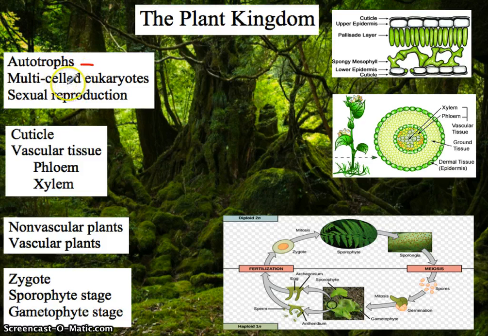There are unicellular plants, stuff you can't really see. They are eukaryotes, which means they have a nucleus in their cells. And plants reproduce by sexual reproduction. We'll talk a little bit more about that as we go through here.